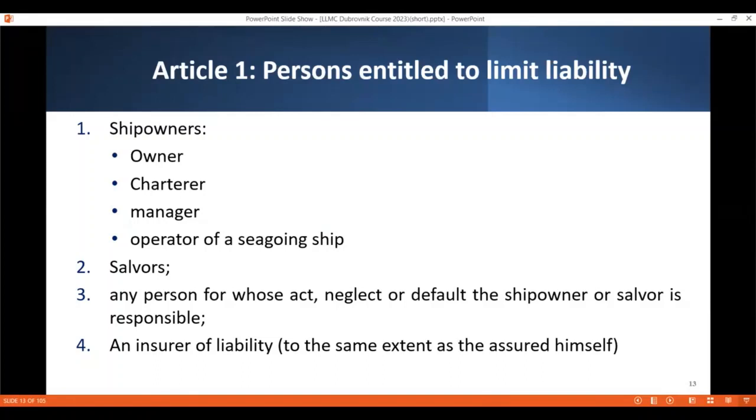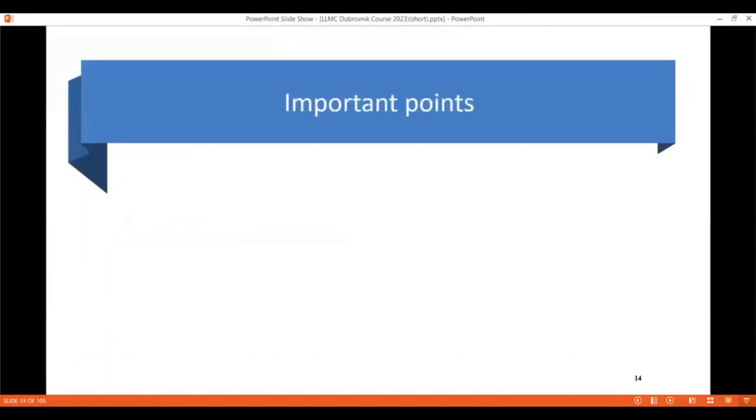You have the salvors. You have any person for whose act, neglect, or default the ship owner or salvor is responsible, and the insurers of liability. I'll come back to these ones now.